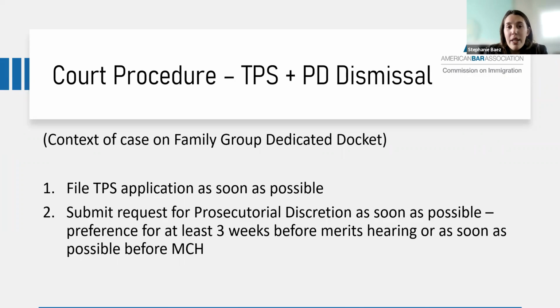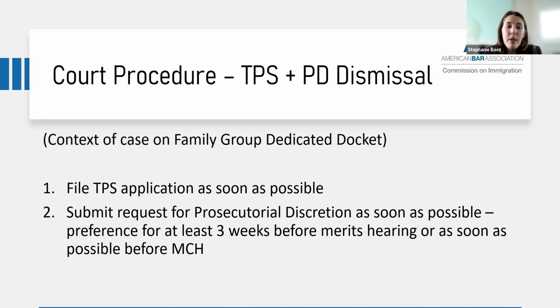So this is an example. Let's say you are seeking TPS and prosecutorial discretion to dismiss your client from removal proceedings. I'm specifically giving this example in the context of a family group dedicated docket case. My recommendation would be to file your TPS application as soon as possible, so that you can hopefully get the relief sooner rather than later.